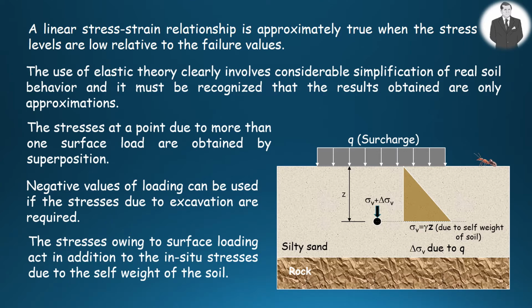The stresses owing to surface loading act along with the in situ stress because of the self weight of soil. As shown in the figure, sigma sub V is due to self weight of soil, and delta sigma sub V is due to surcharge loading placed on the ground surface.